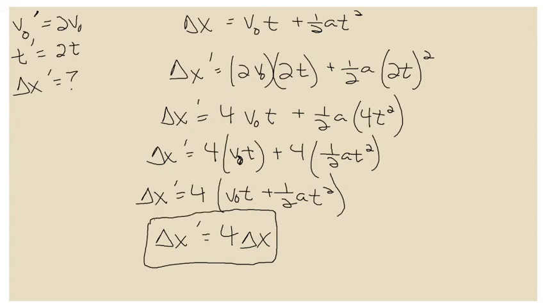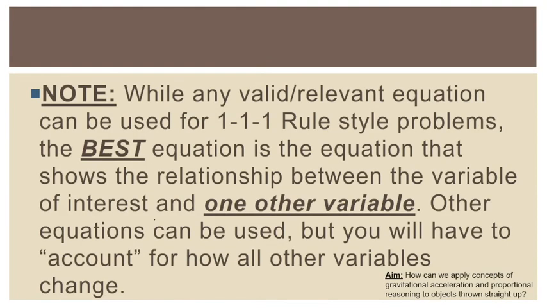But the displacement equation is an equation for these problems you're almost never going to want to use, because it's showing you the relationship between three variables, delta x, v naught, and t, which can all change if the initial velocity is changed. And so your best bet is going to be using the final velocity equation, v final equals v initial plus at, or the time-independent equation. And so this note here is very important.